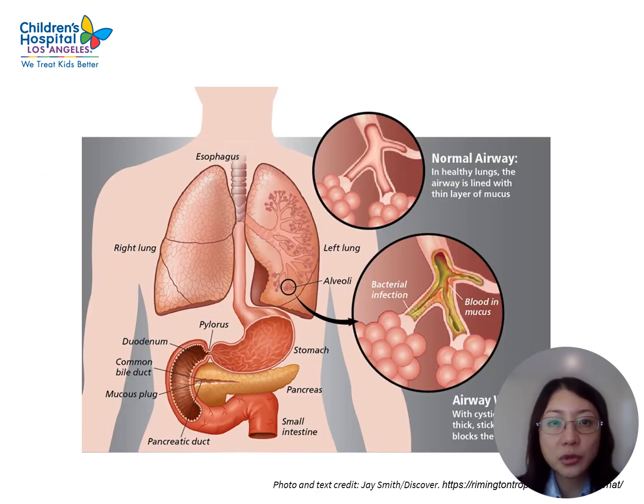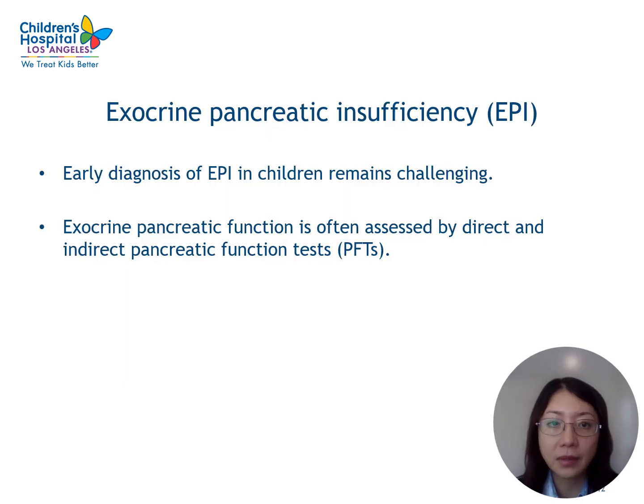So this is an illustration of cystic fibrosis, and you can see there is a thick mucus that clogs the airway, so it can cause lung involvement. And this thick mucus can also block the pancreatic duct, so it causes EPI. So you suspect a patient has EPI and you want to do the evaluation.